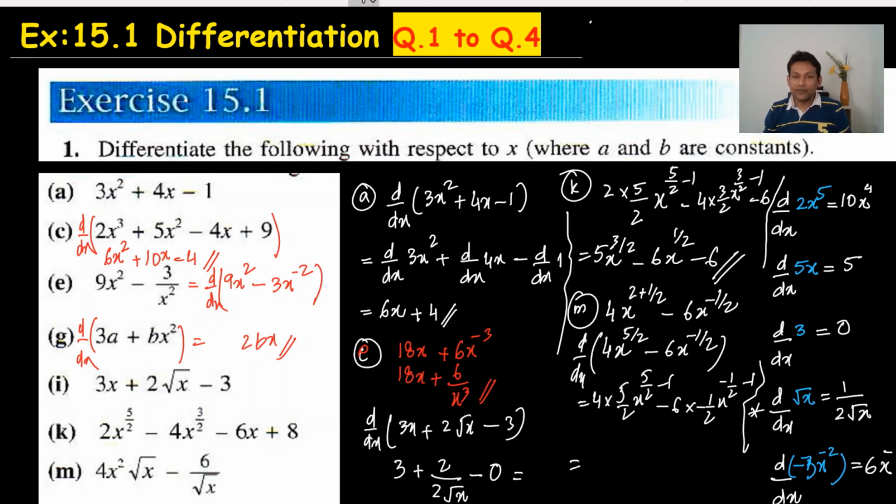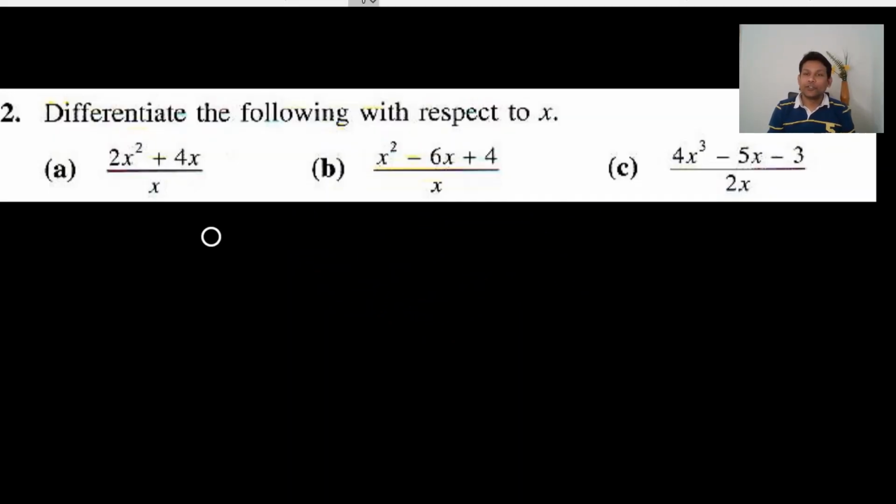2 and 4 cancel out, 2 times 5 is 10. X power 5 upon 2 minus 1 is 3 upon 2. Minus, cancel out this 3, and negative is positive, 3 x power minus half and minus 1 is minus 3 upon 2. We have to add it, and that's we have done. So this is the way we have done question number 1. So now we are doing question number 2.